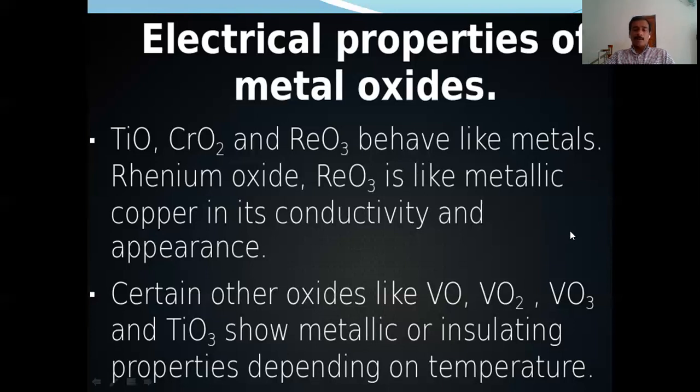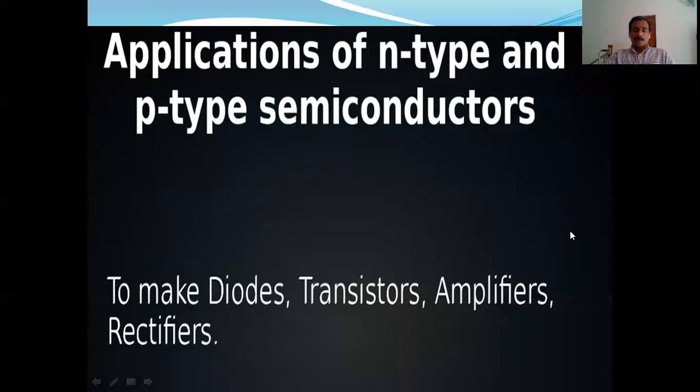Now we are going to the last topic, that is magnetic properties. And what are the applications of N-type and P-type semiconductors? You can see, to make diodes, transistors, amplifiers, and rectifiers. You are studying about these instruments in physics.